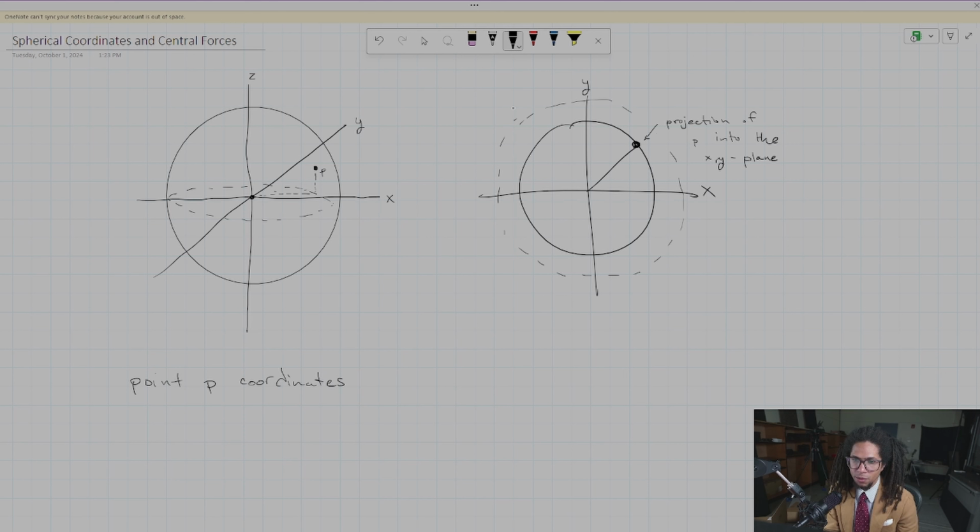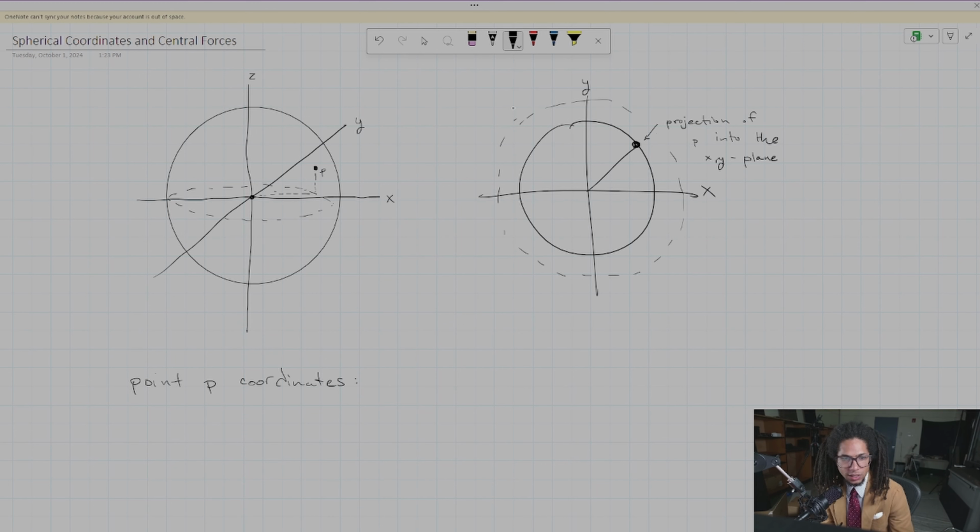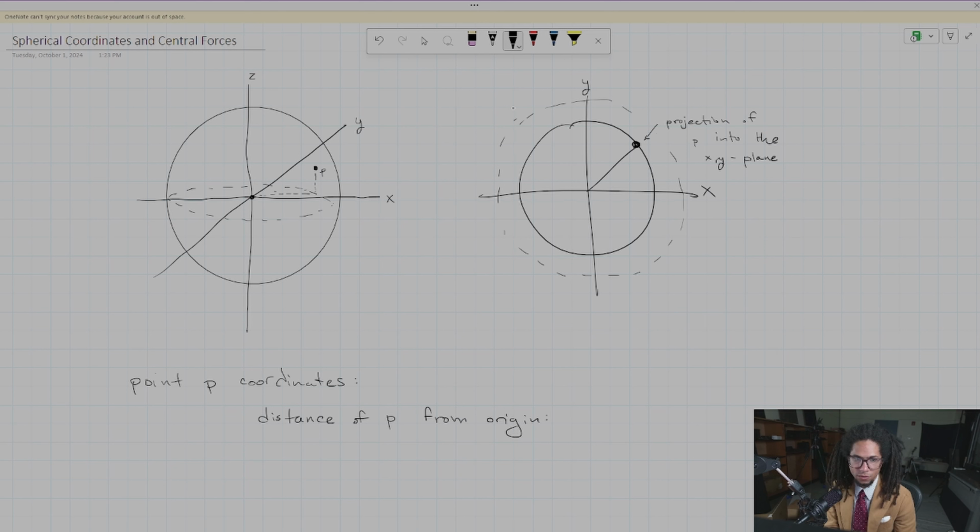Okay, now let's start labeling the coordinates of this point P. Do note that some math courses will use a different convention for the coordinates than we typically use in physics. So if you learn this in the math department, our conventions may be slightly different. The distance of P from the origin is going to be r. Okay, so let's draw that in. This distance here is r. And I don't know why that turned into an arrow. Let's make it a straight line. There we go.